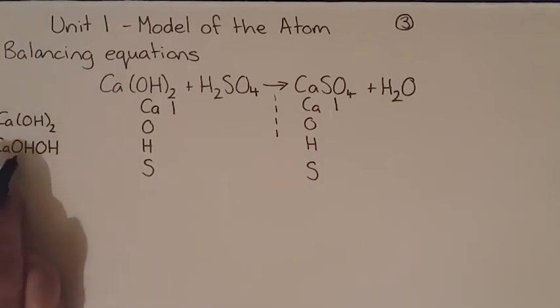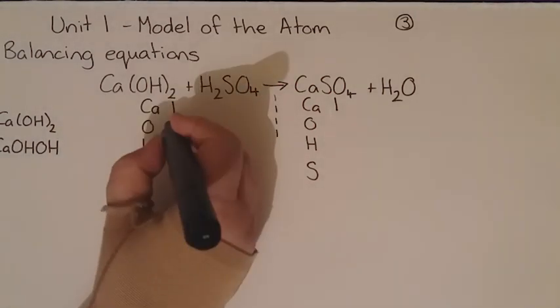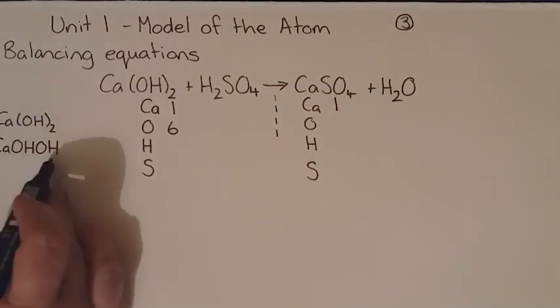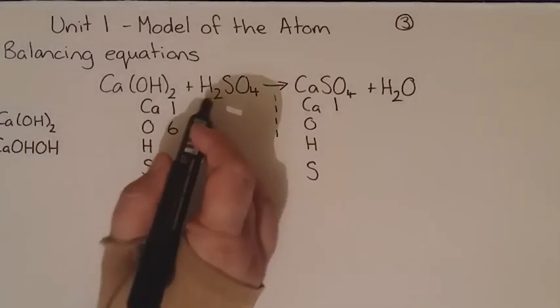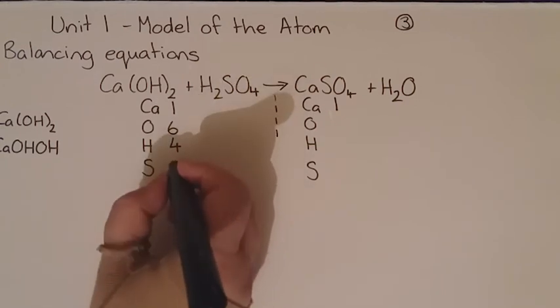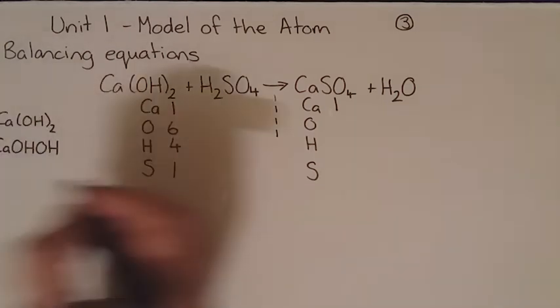If we add these up, you can see that we've got 2 oxygens here, and we've got another 4 here, which makes 6. Similarly, with the hydrogens, we've got 2 hydrogens here, plus another 2, makes 4, and then we've just got the 1 sulfur. The remaining addition, which is for the product side of the equation, is simple because we've got no brackets.